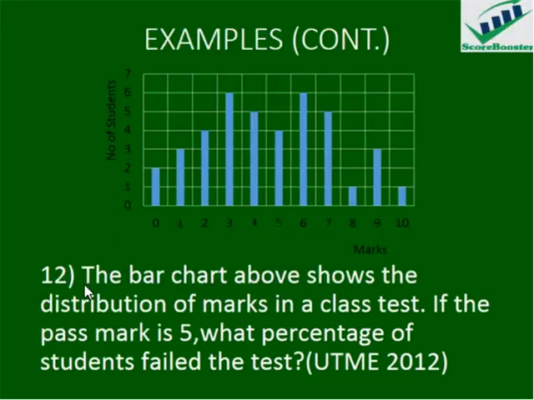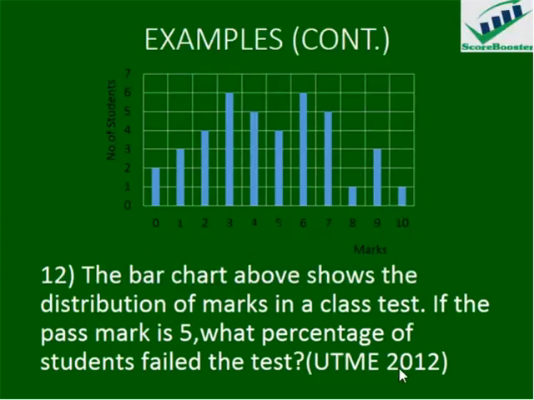But from this question, we are not given the total number of students. So for us to know the total number of students, we add the height of each of those bars for all the marks, which is 2 plus 3 plus 4 plus 6 plus 5 plus 4 plus 6 plus 5 plus 1 plus 3 plus 1. And if that is evaluated, we have 40 students. So the total number of students that did this class test is 40.